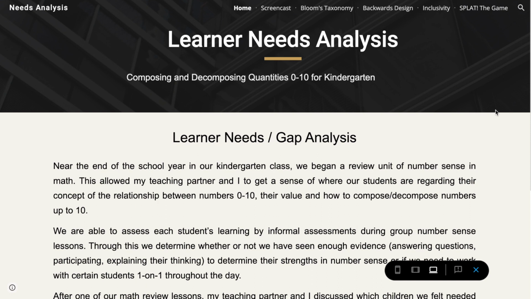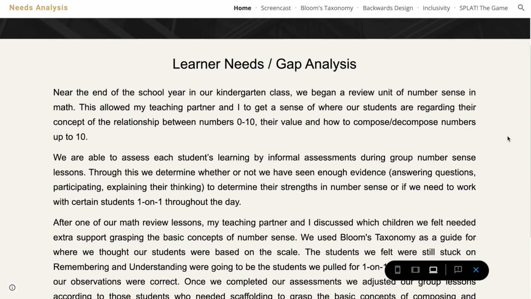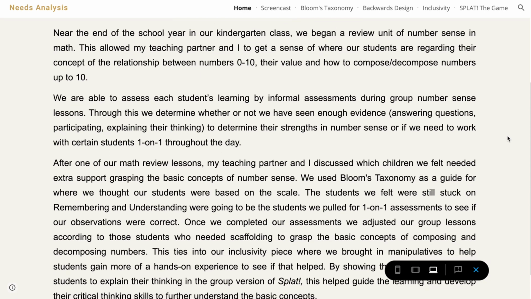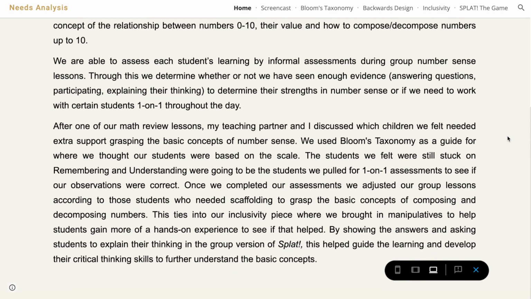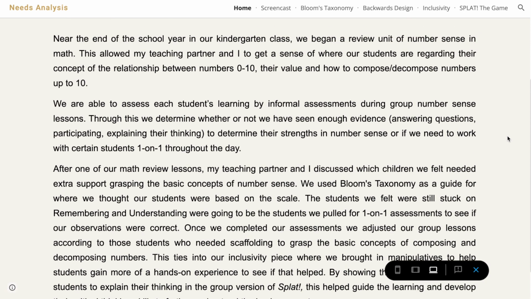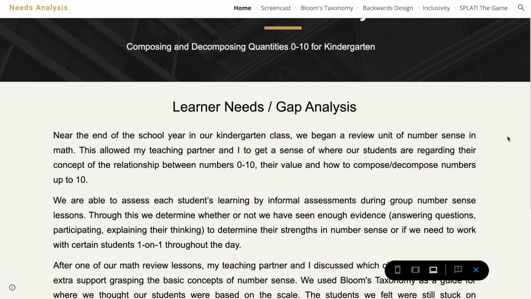Let's get started. The topic I chose is composing and decomposing quantities 0 to 10 for kindergarten students. This is a topic familiar to me and my teaching partner, and we actually went through an assessment very similar at the end of the year during our review. What we noticed at the end of each year, we do a review unit, and one of the units was number sense, and in number sense we do a lot of composing and decomposing numbers up to 10.